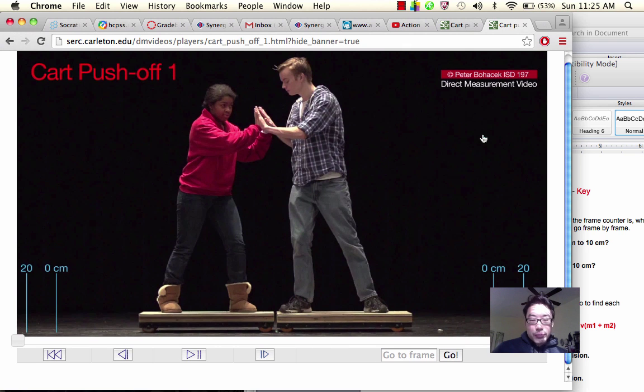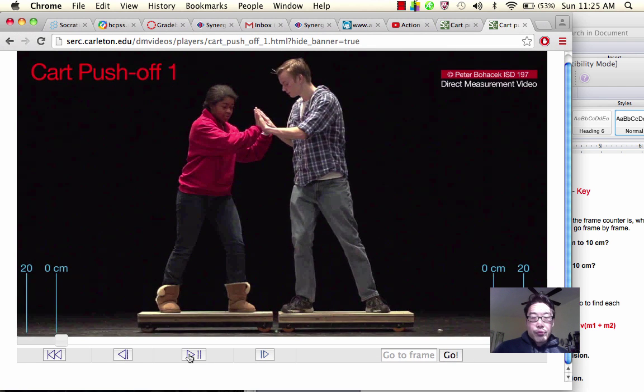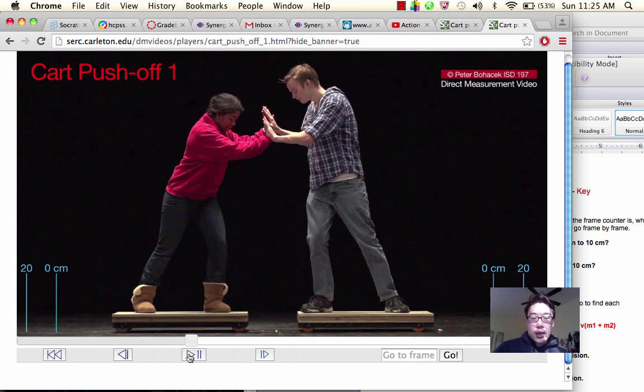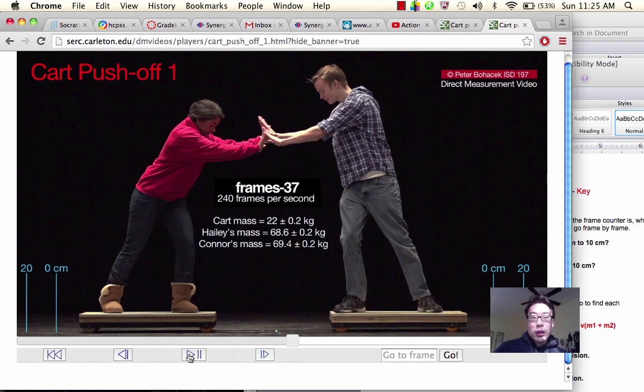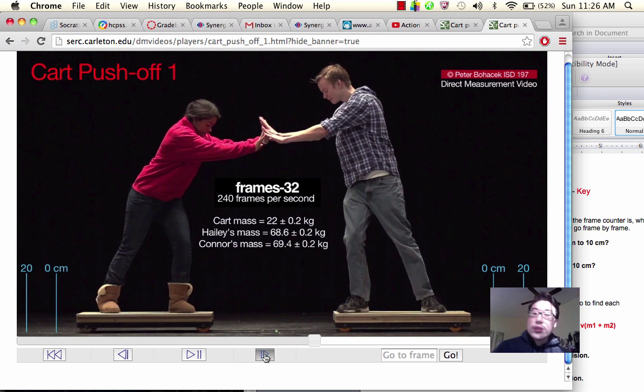So if we take a look here, we can see that there are two people, and if we push play, we see in slow motion that the two people are moving. Immediately what we see here are frames, which frame it is, and that right there is actually a negative. So that's the negative 37th frame. If I click on this button, I go forward one frame at a time, and it gets closer and closer to 0.